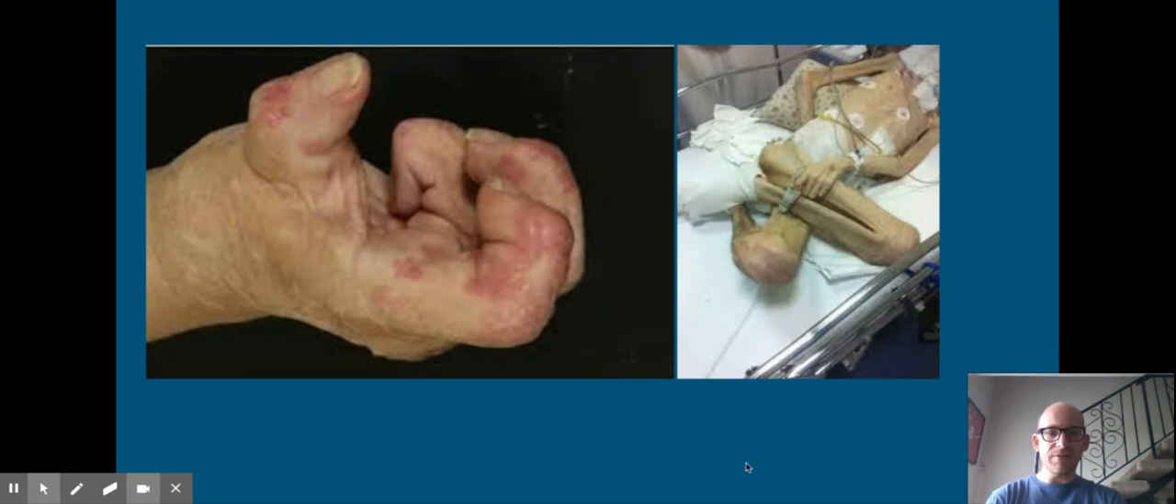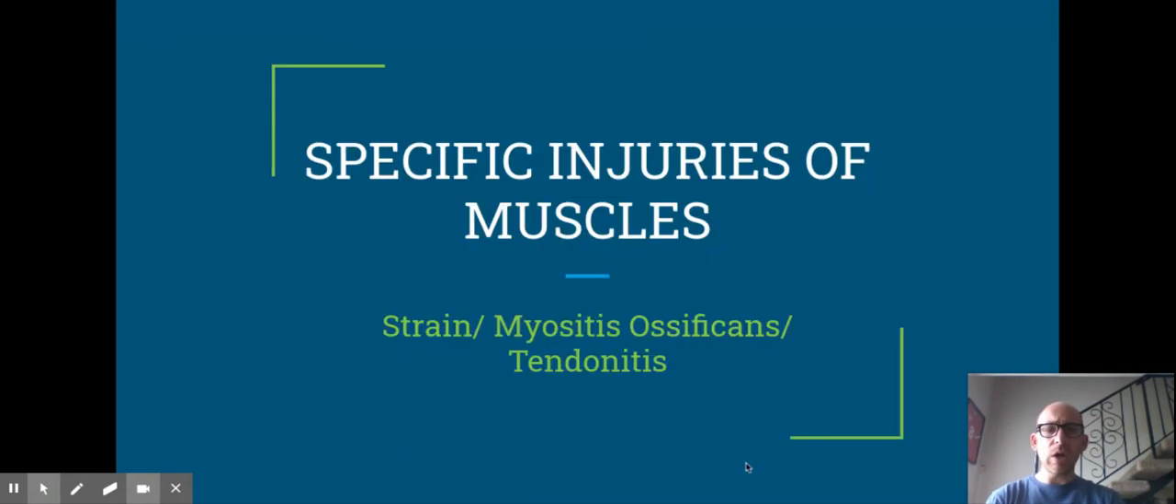All right, it's enough looking at that. It's not the most pleasant thing. Okay, so we're going to look at some specific injuries of the muscles. We're going to look at muscle strains, myositis ossificans, and tendonitis.